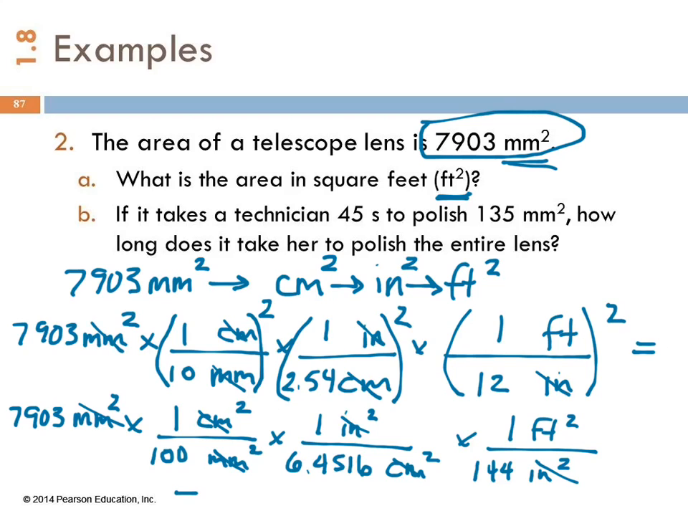But now there's not quite as much thinking involved. 7903 divided by 100 divided by 6.4516 divided by 144 equals 0.085067184 square feet.